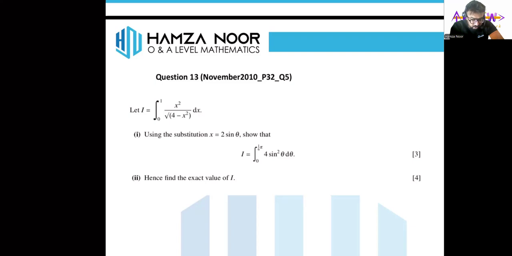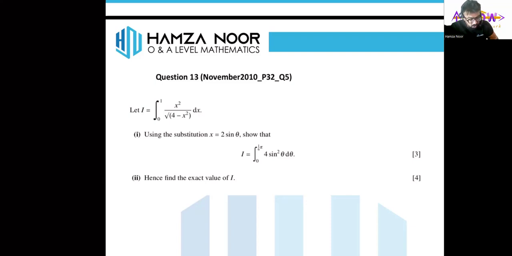So we have an integral in terms of x, which is x squared upon under root of 4 minus x squared with respect to x, with upper limit 1 and lower limit 0. The requirement of part 1 is that using the substitution x equals 2 sine theta, show that this integral can be converted in this form in terms of theta: the integration of 4 sine squared theta with respect to theta with the upper limit pi over 6 and the lower limit 0. And then in part 2, we need to evaluate the exact value of this definite integral.